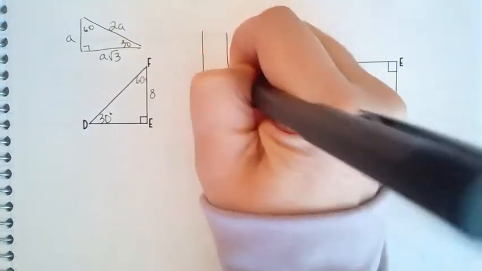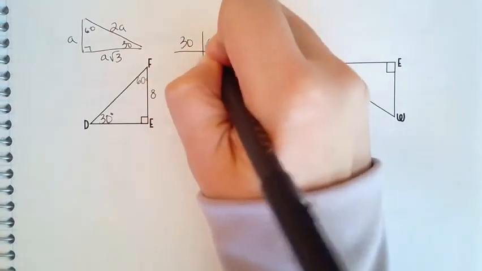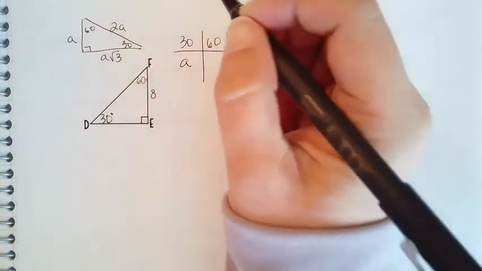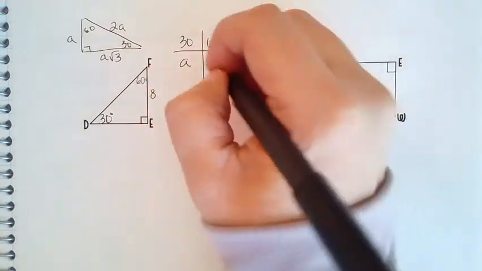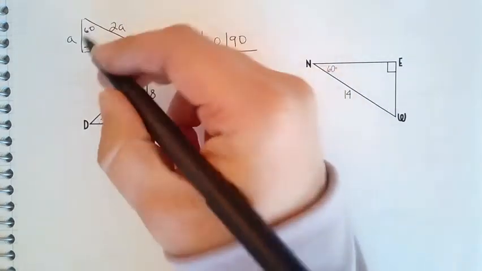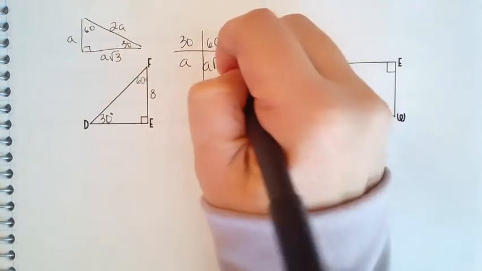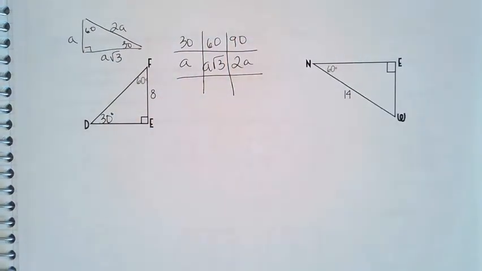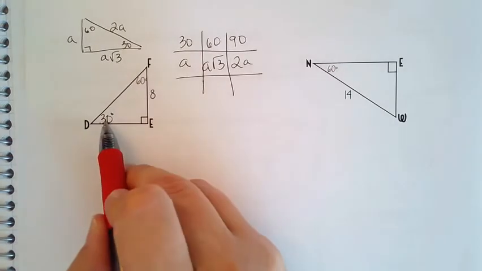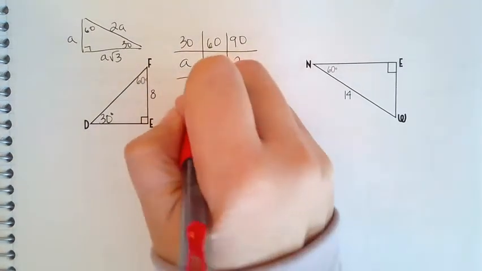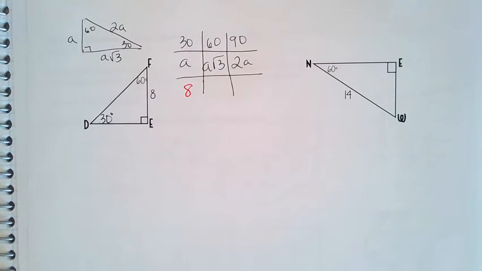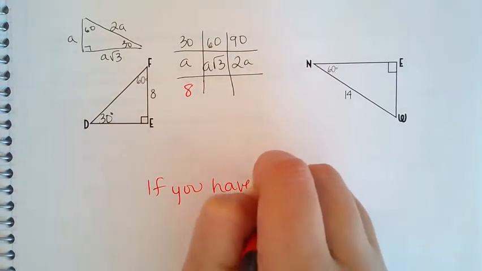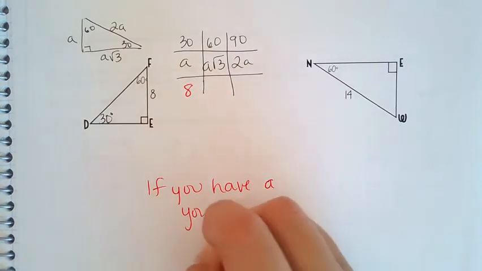So then I'm going to write my table. The side opposite the 30 degrees is a. The side opposite the 60 degrees is a root 3. And the side opposite the 90 is 2a. Now let's see what we have. We're given the side opposite my 30 degree as 8. Remember, if you have a, you have everything.